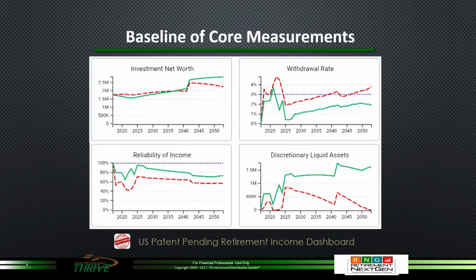This is an example of the visual dashboard in the Retirement Next Gen software. And as you can see here, the red line represents the entire portfolio on a linear calculation of a particular case study based on taxes and inflation and fees and the composition of their assets.